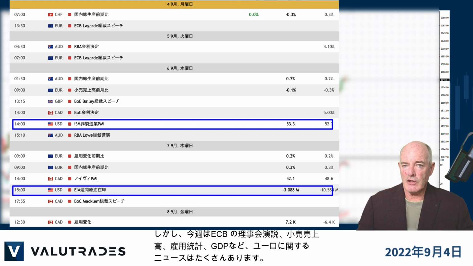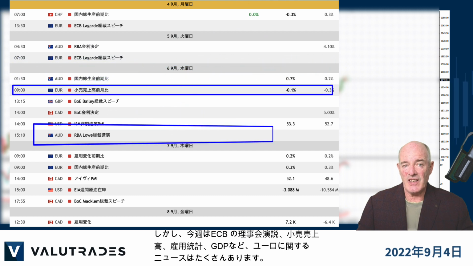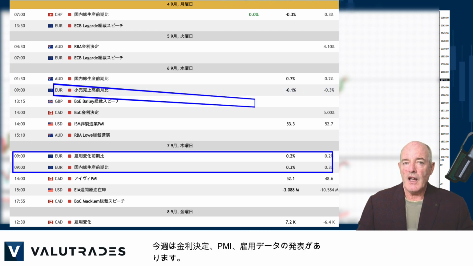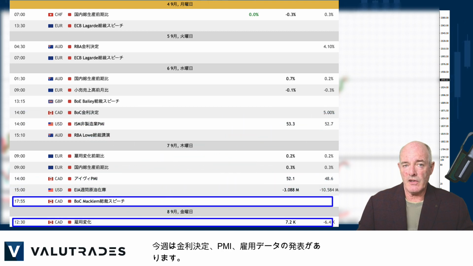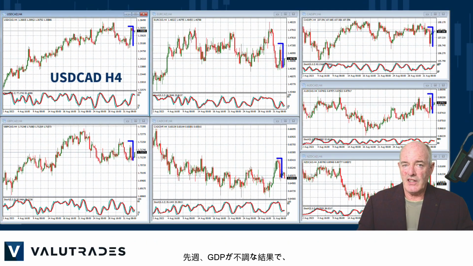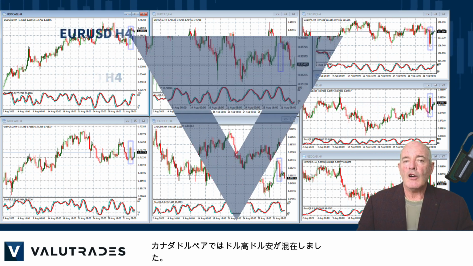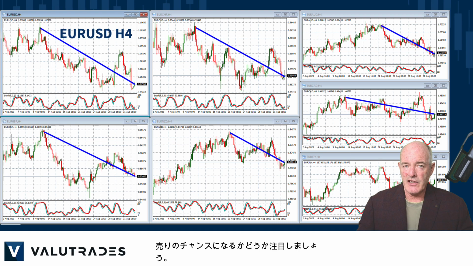Also, keep an eye on the US dollar, even though we don't have much market-moving news this week. However, we have lots of euro news this week from the ECB speeches, retail sales, employment, and GDP. As well, if the price of crude changes, as we mentioned earlier, this will always affect the Canadian dollar, and we have an interest rate decision, a PMI, a speech, and employment data out this week. We saw bad GDP figures last week, which accounted for this volatility, and we have mixed strength and weakness on Canadian dollar pairs. Regarding the euro economic news, we see general weakness, so watch the news to drive price action against the trend for some selling opportunities this week.